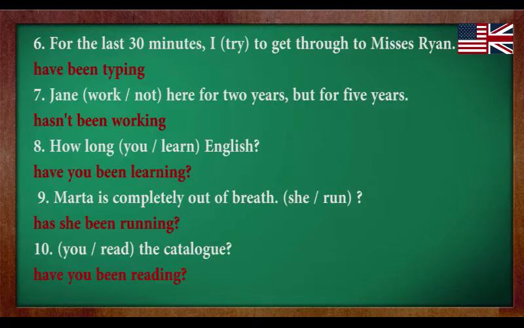7. Jane worked not here for 2 years, but for 5 years. You're going to use the negative form because of not. The answer is, Jane hasn't been working here for 2 years. Number 8 is a question, so be careful. How long you learn English? The answer is simple. How long have you been learning English?